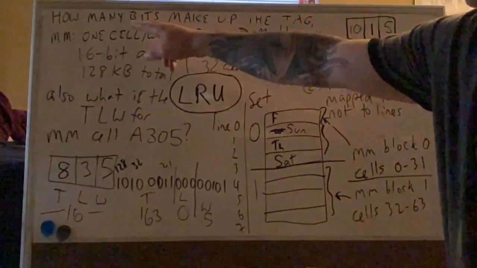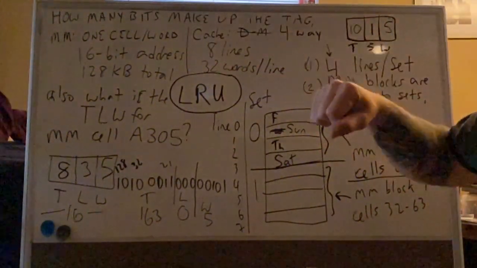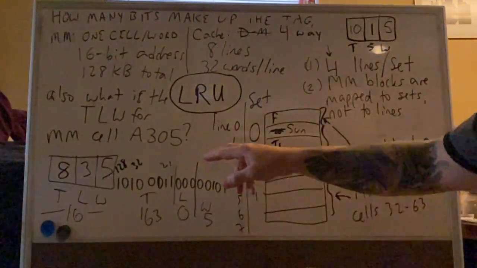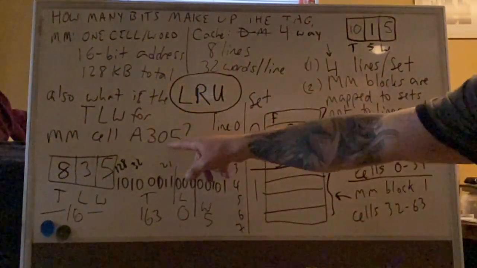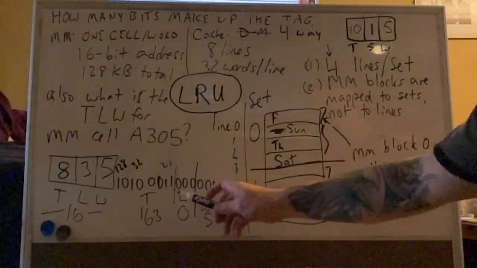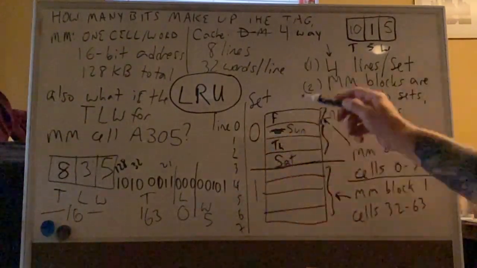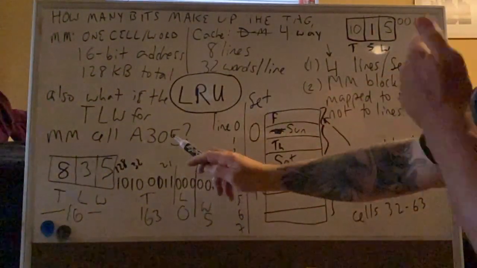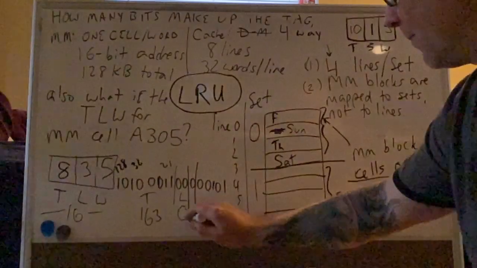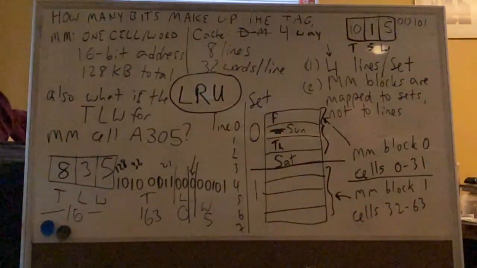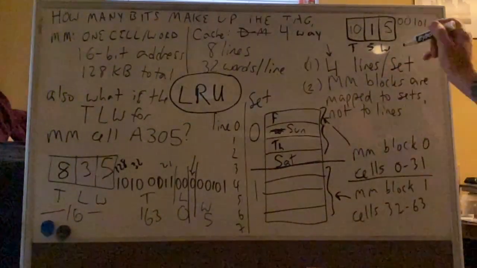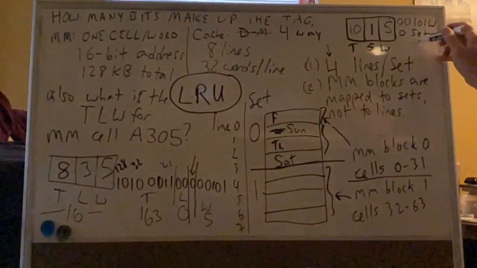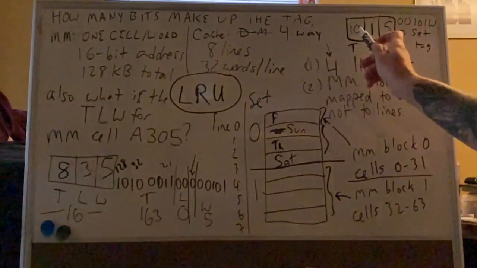So there's a very similar question we could have asked. How many bits make up the tag, set, and word for the following 4-way set associative cache? And the answer is 10, 1, and 5. Then you could also ask, what's the tag, set, and word for main memory cell A305? It was word 5, 00101. It's still 00101. It's still the final 5 bits. But the set is the next bit. It's in set 0. So word 00101, set 0, and the tag is the final upper 10 bits.